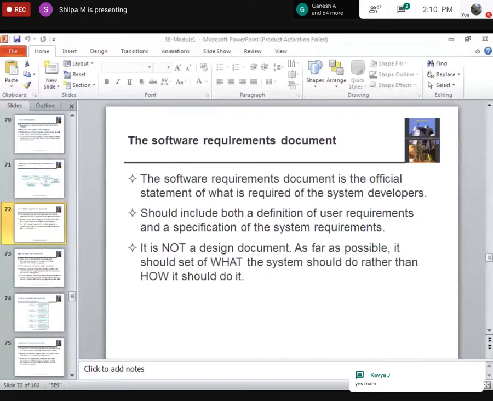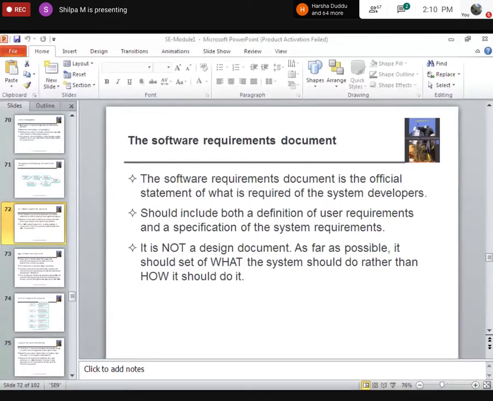Okay. Next thing is you have something known as SRS. This is known as Software Requirement Specification. This software requirement specification is a standard format wherein you write down the requirements. Fine. So this software requirement document is an official statement of what is required by the system developers.